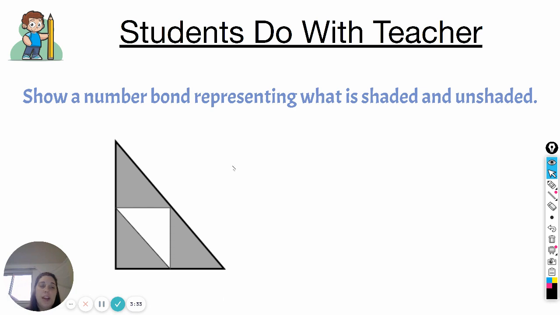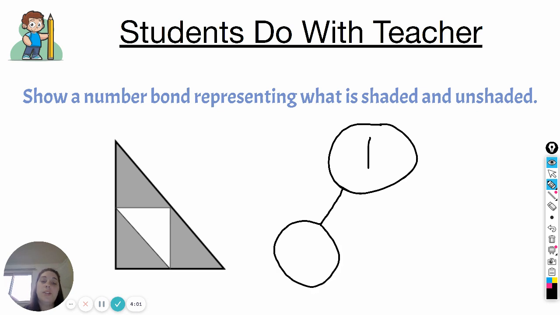This shape is pretty complicated to draw, so I don't want you to draw that on your whiteboard. I just want you to look at the one I have up here on the screen. And we're going to show a number bond representing what is shaded and unshaded. So the part I do need you to draw is the number bond. So let's start with our big piece, which is one whole. And then we need 2 legs on our number bond. One is going to be for shaded pieces, and one is going to be for unshaded pieces. I'll give you a moment to get that drawn.